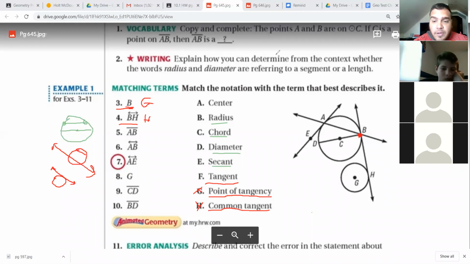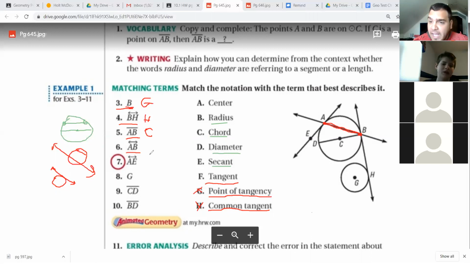So then let's keep going. Number 5, line segment AB. So this is chapter 1 skills. Line segment AB. It's only from here to here. It's a line inside the circle that hits the edges of the circle and it stays inside. Because it stays inside, that is a chord. So that's going to be C.